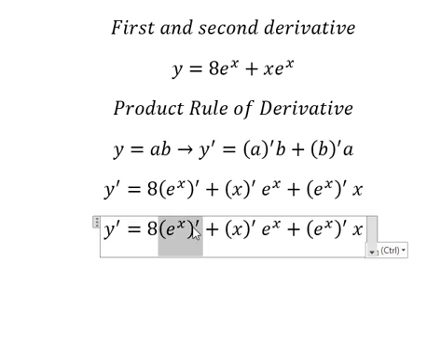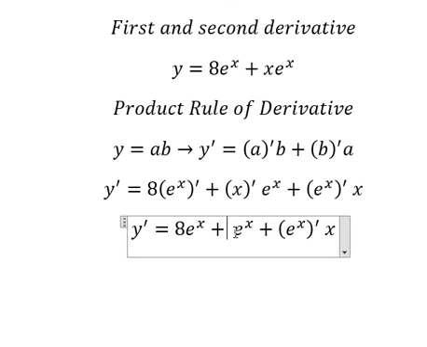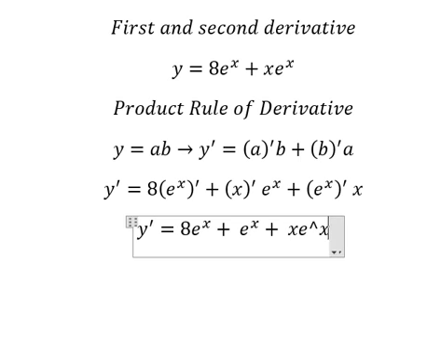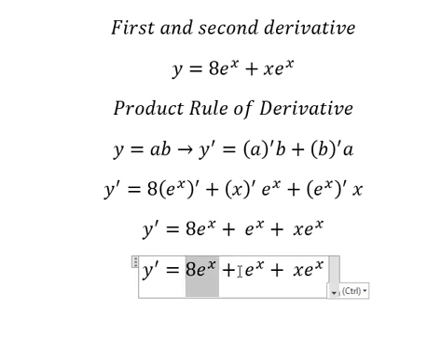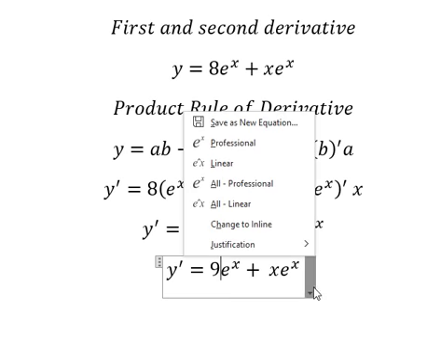So this one, we have e to the power of s. This one, we have number 1. This one, we have e to the power of s. And now we have 9e to the power of s.